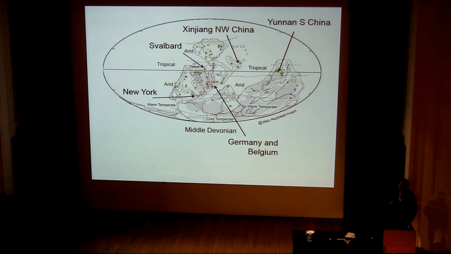The places I'm going to be talking about today include New York and the famous Gilboa fossil forest on the east coast of New York, Germany and Belgium, Spitsbergen, and then North and South China, or Northwest and South China, which is a rough approximation of where Xinjiang was, and here is Yunnan over there. And you'll notice that these environments take in the warm temperate zone, the arid zone, and then up into the tropical zone as well. So there's quite a good coverage of environments. And this is just a sample of what we know, but probably these are the most important of the localities.